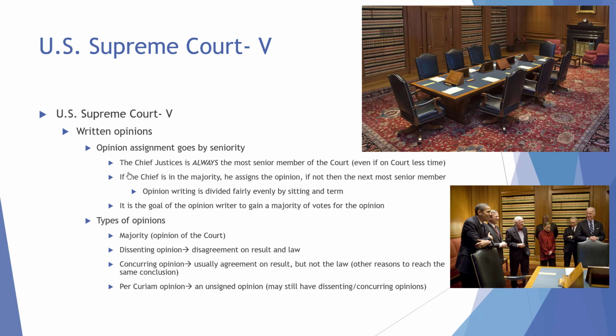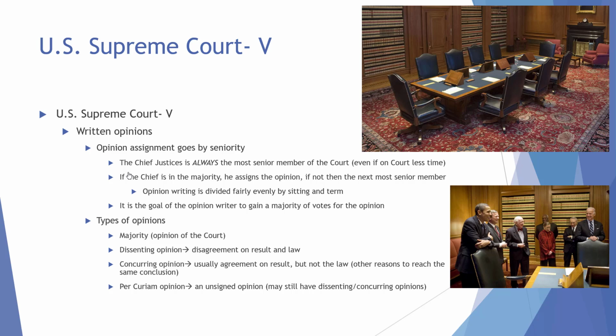So if the Chief Justice is not in the majority, then it goes in the order of seniority. So it would go Thomas, Alito, Sotomayor. And this applies to the dissent as well. Whoever's the most senior in the dissent gets to assign that as well. So it's the goal later of the opinion writer to try to generate a majority.